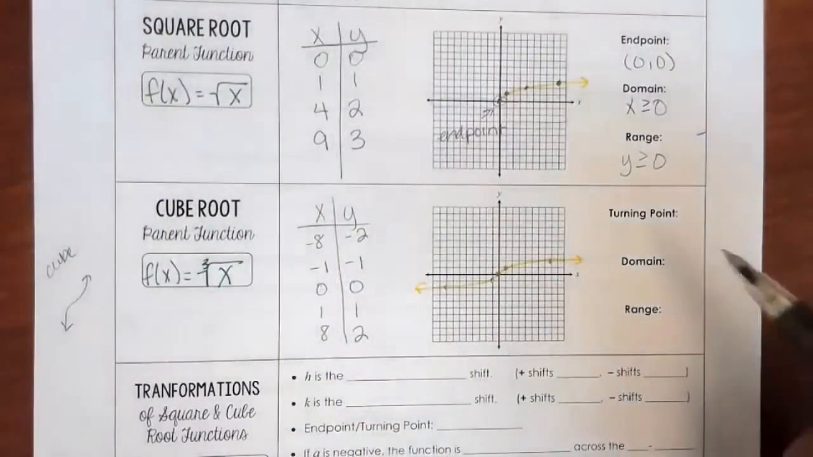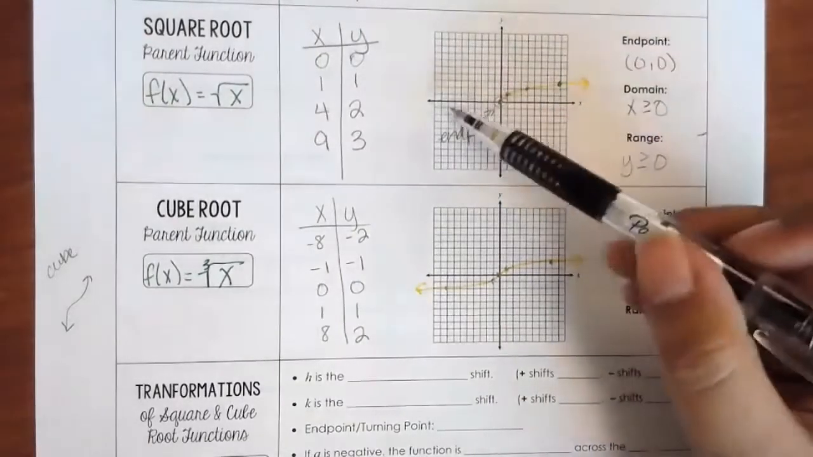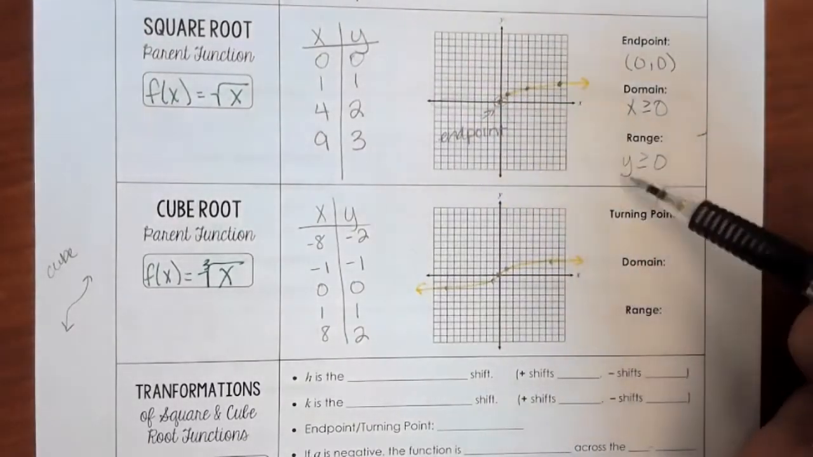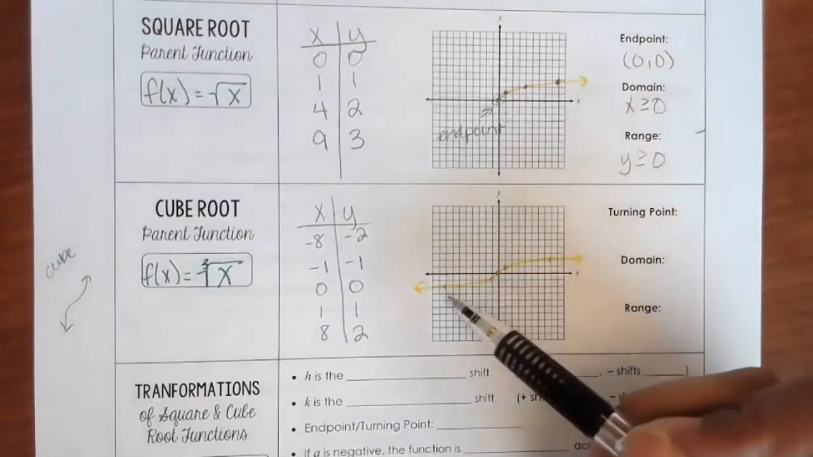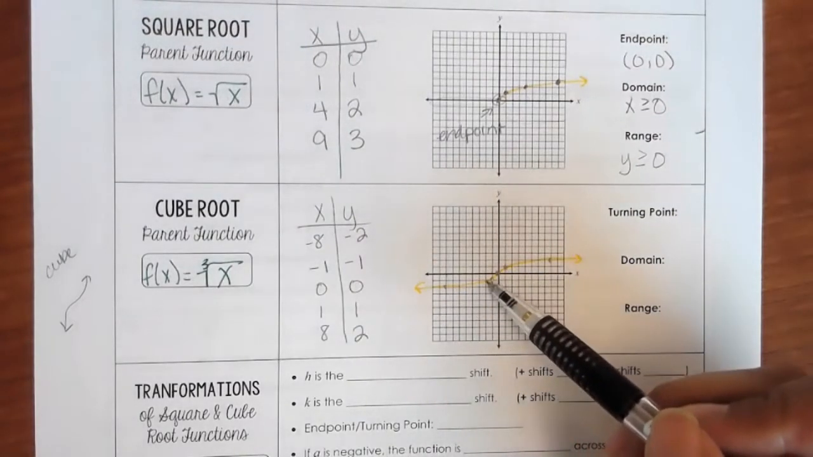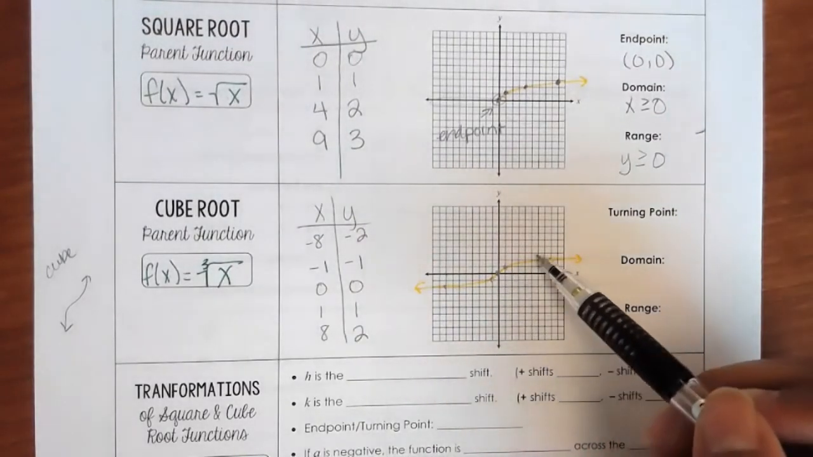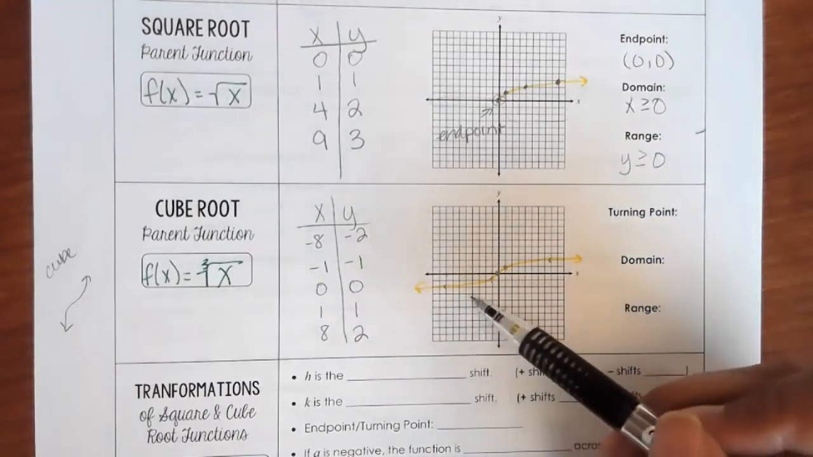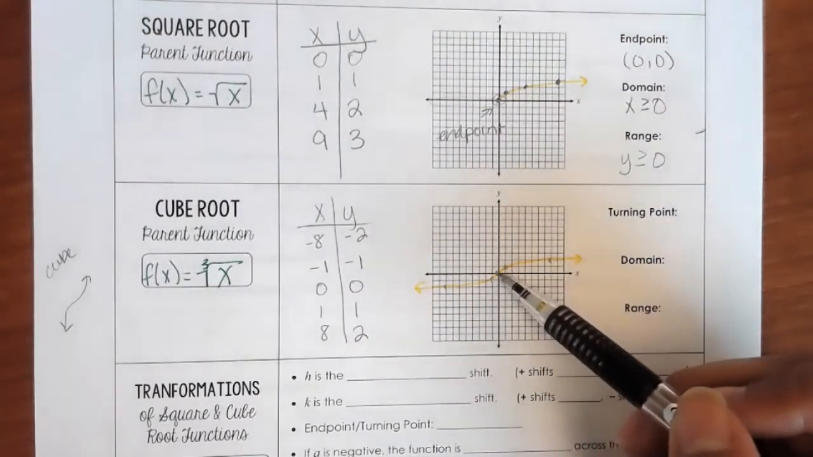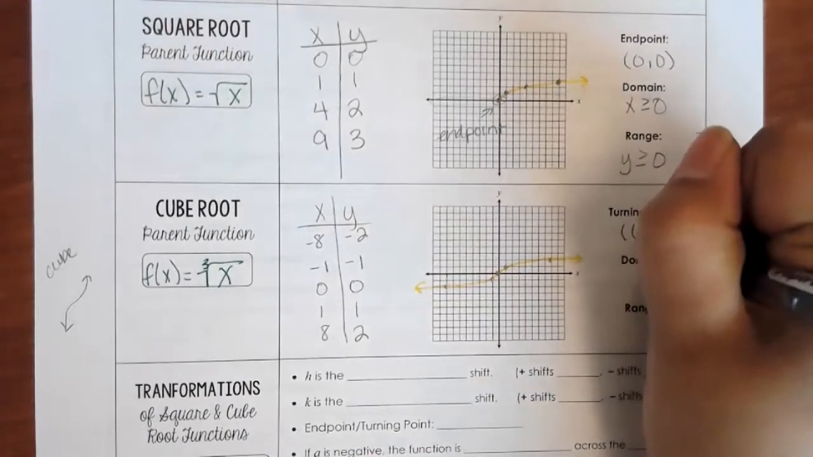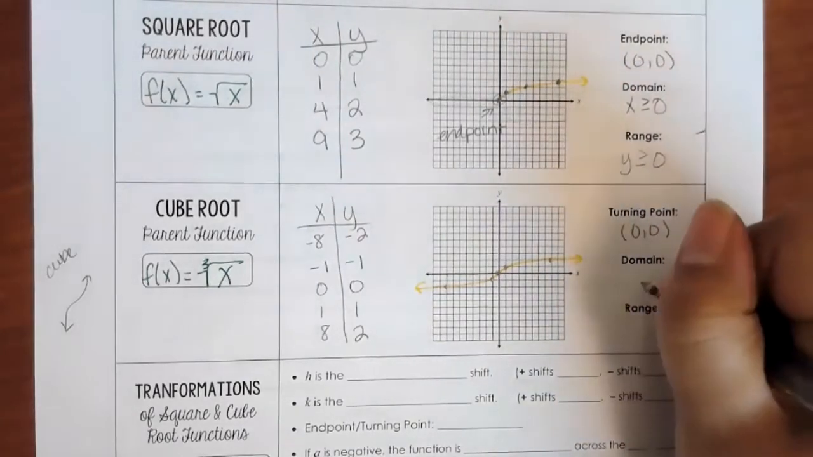The turning point. Square root functions have an endpoint at the end of the graph. Cube root functions have a turning point, and it's where the graph starts turning direction, just a little right there. It's in the middle right here. In this case, this one is also the origin.